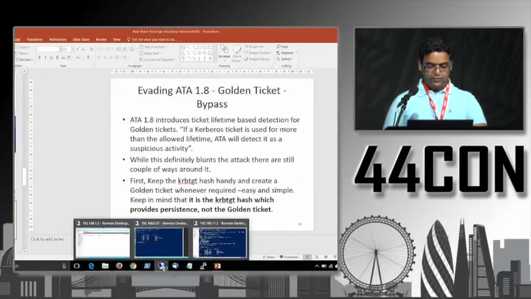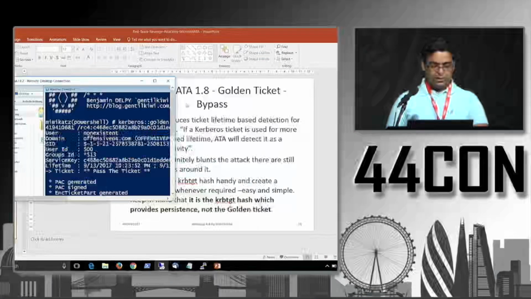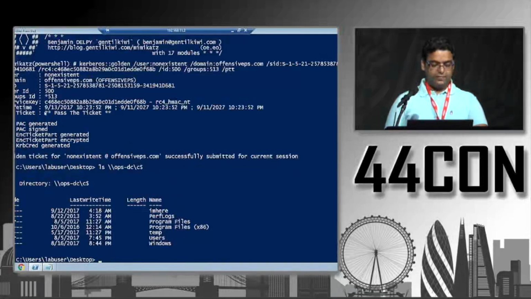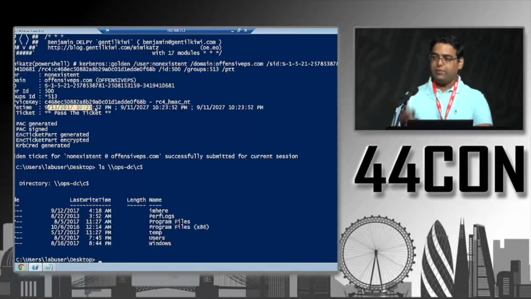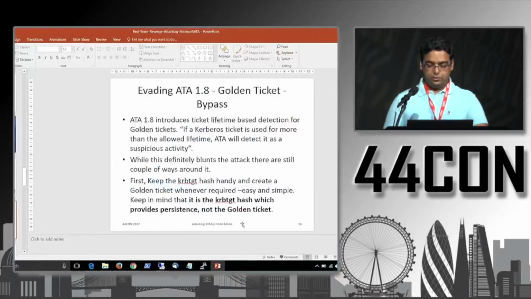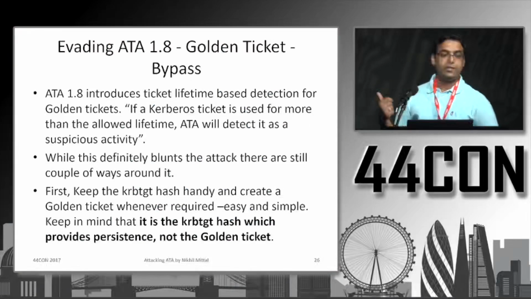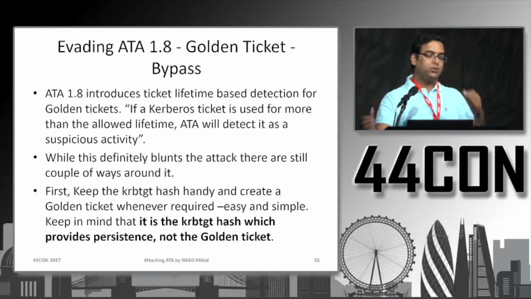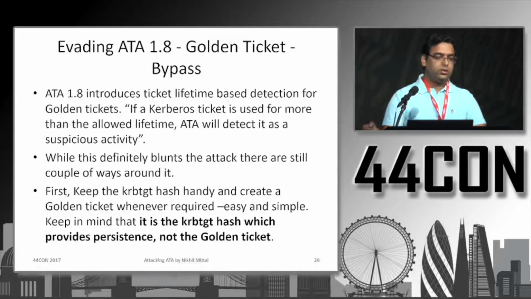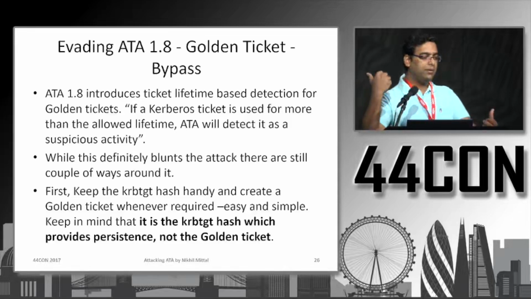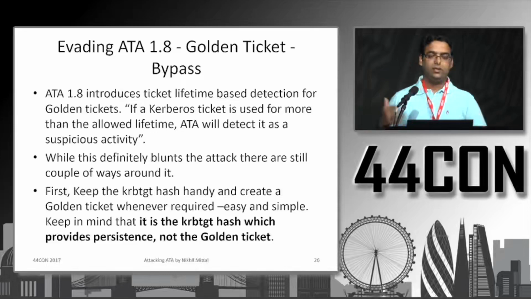One, you can see here, whenever you create a golden ticket, or any ticket for that matter, there is a lifetime associated with that ticket. Here you can see the lifetime. That means if you create a ticket, save it to the disk, and exfiltrate it so that you can come in later and inject it, ATA 1.8 onwards checks for the lifetime of the ticket. That means you will get a detection that a ticket was used beyond the stipulated time. It's an anomaly, so here's an alert. That's how it works.